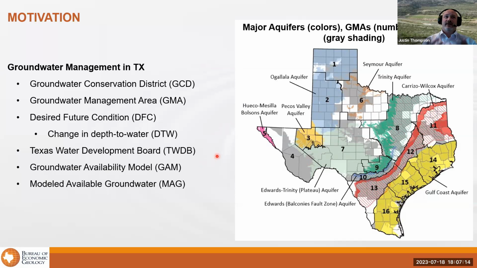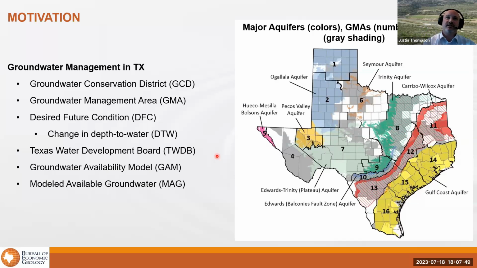So GCDs within a GMA work collaboratively to adopt what are known as desired future conditions, or DFCs. Desired future conditions are a statement of what we want our aquifer to look like over a time period, over a planning horizon. They take a number of forms throughout the state, but they're most commonly expressed as a change in depth to water, right? So for example, at this local GCD, we want to see our aquifer water levels, the depth of those water levels, increase by 25 feet over 50 years, for example.